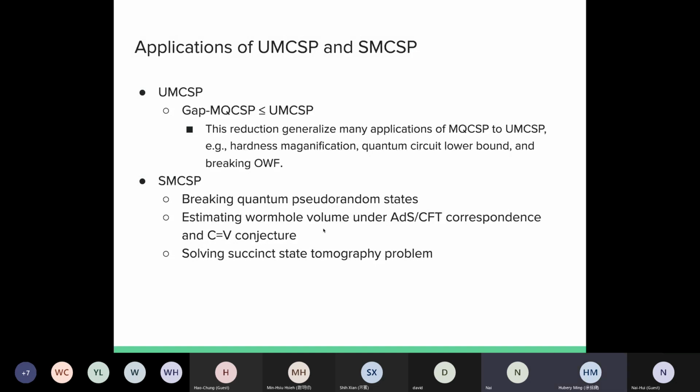Yeah. But it depends on lots of conjectures like C equals V, AdS/CFT, and also the AdS/CFT correspondence needs to be efficiently computable. So at least three conjectures, and also you need to consider the model issue or something. But the map between wormhole and quantum states is established. It is not a conjecture.